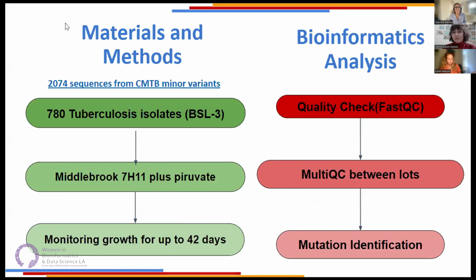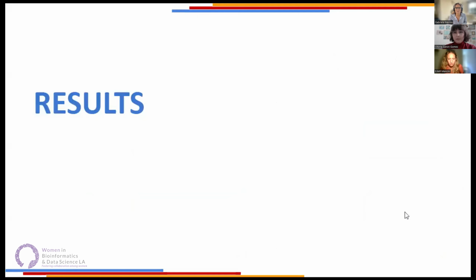For the materials and methods, we used 274 sequences from minor variants for the Liponium tests, and the process of the bioinformatic analysis. So we can go to the results.